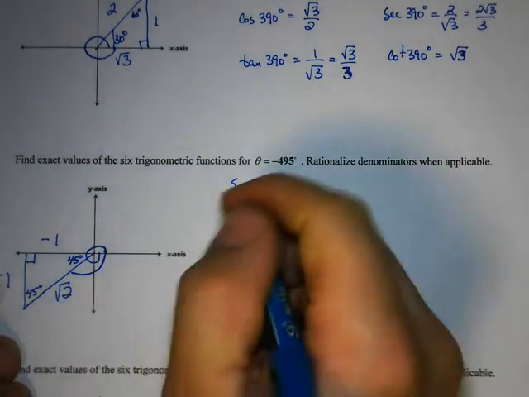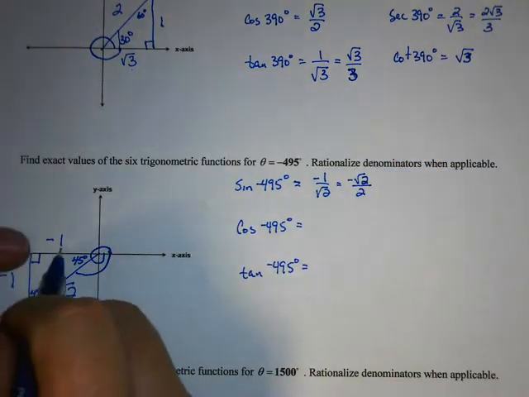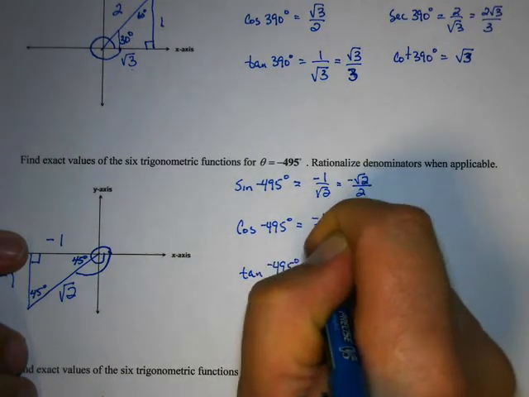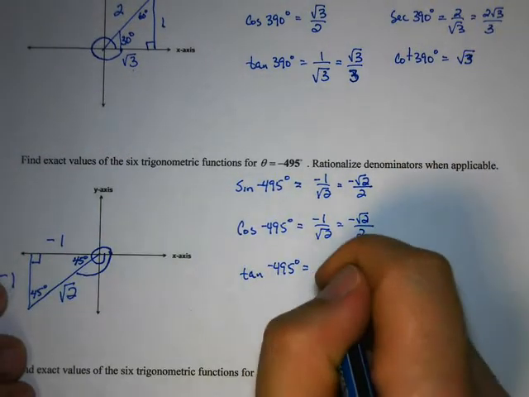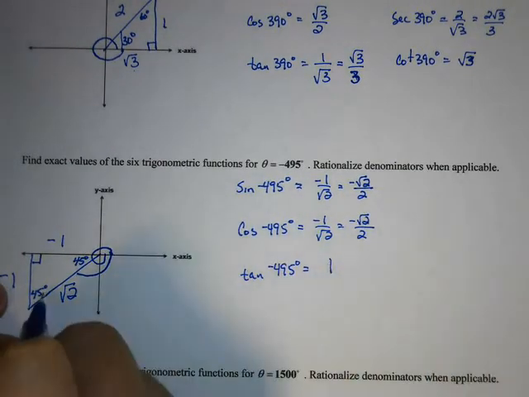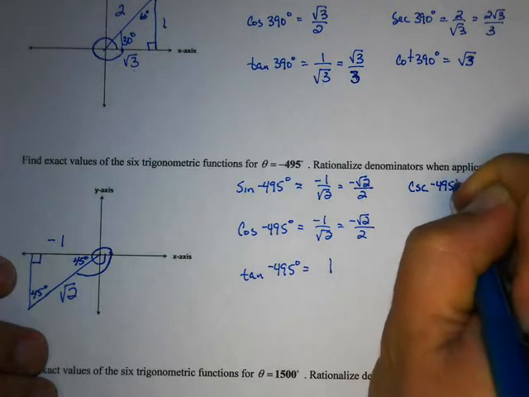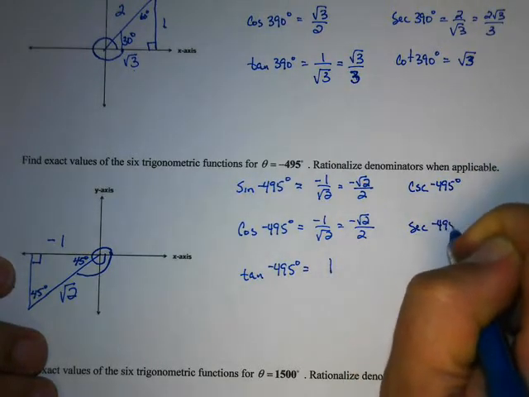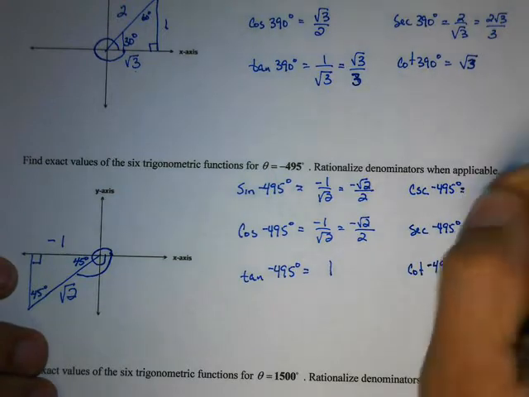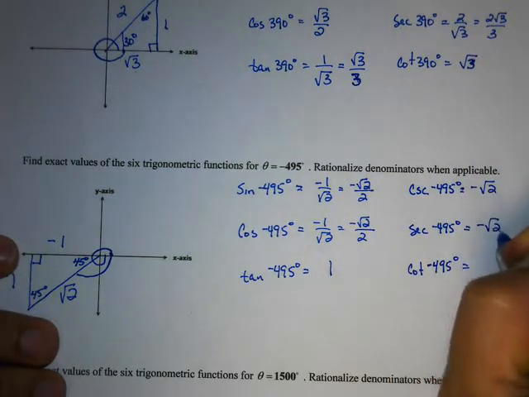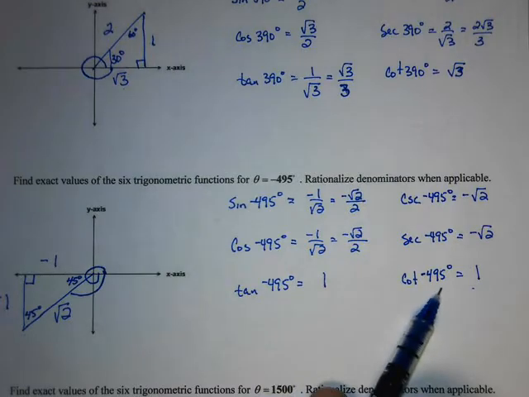Sine is opposite over hypotenuse, negative 1 over the square root of 2, or negative square root of 2 over 2. Cosine is adjacent over hypotenuse, negative 1 over the square root of 2, which is negative root 2 over 2. And tangent's negative 1 over negative 1, which is 1. So notice tangent's positive in the third quadrant: negative, negative, positive. Cosecant, secant, and cotangent of negative 495 degrees are going to be negative root 2, negative root 2, and 1. In the third quadrant, tangent's positive and cotangent's positive.